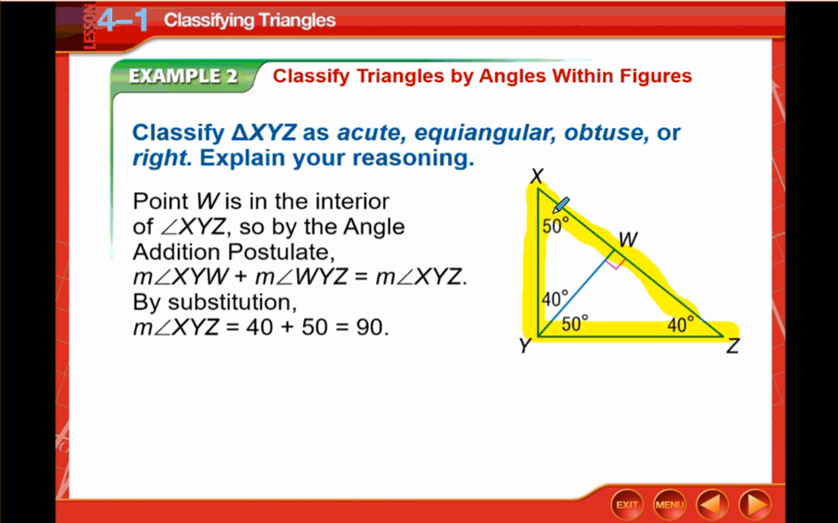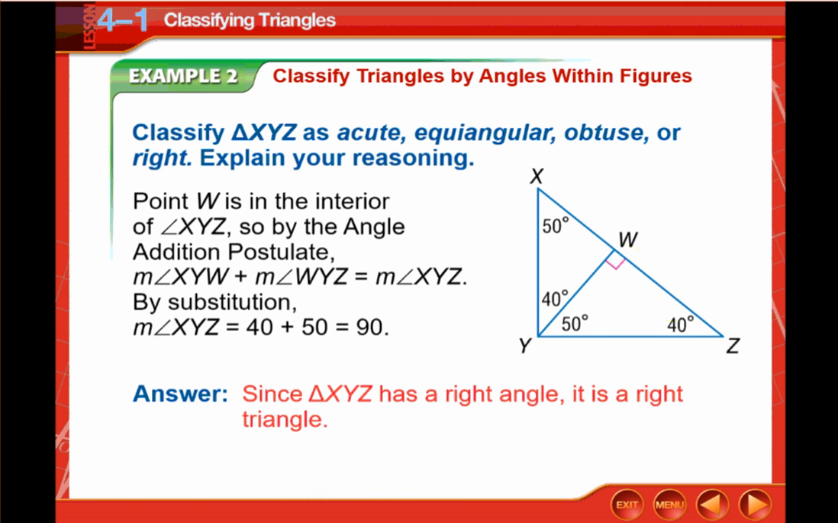Triangle XYZ has three angles in it. The angle up here at vertex X is a 50-degree angle, which is acute. And over here at vertex Z, we have a 40-degree angle, which is acute. But the angle with a vertex of Y, which is angle XYZ, is made up of two smaller parts, which are 40 degrees and 50 degrees. So angle XYZ is the sum of the 40 and 50-degree angles, which makes that a 90-degree angle. And so angle XYZ is a right angle. Since that's a right angle, we would classify that as a right triangle since it has one right angle.